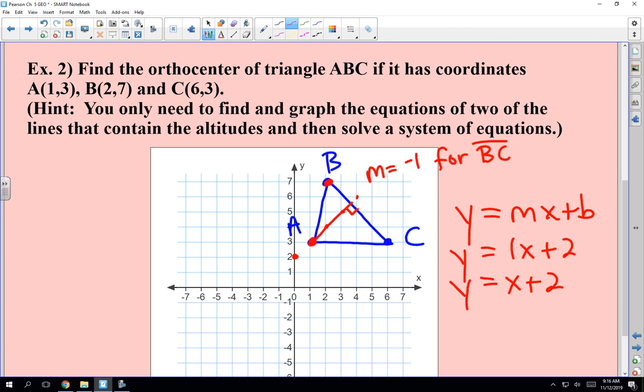Undefined. Okay, it's an undefined slope. What's the equation? Let me draw this. Let me draw it. I can't remember. But this is awesome because we're reviewing.